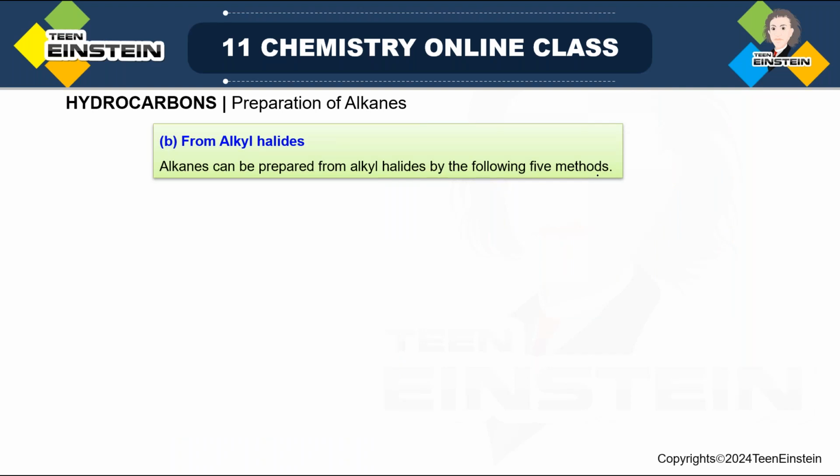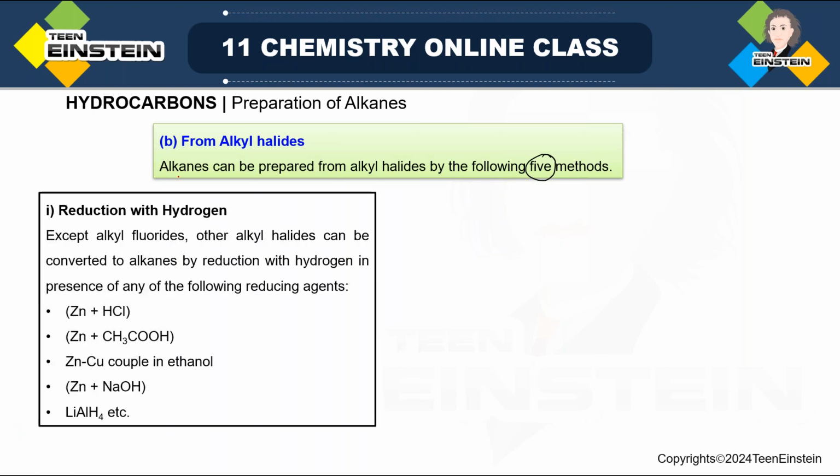Alkanes can be prepared from alkyl halides by the following 5 methods. Total 5 methods we'll discuss. The first one, reduction with hydrogen. So obviously, hydrogen atom will be added. But it is not necessary that you have to use hydrogen molecule directly. In the previous case, you used hydrogen molecule directly in the presence of some metal catalyst. But now it is not like that.